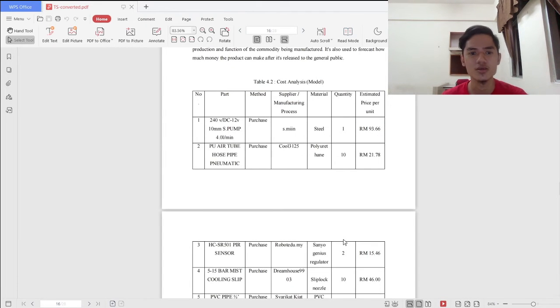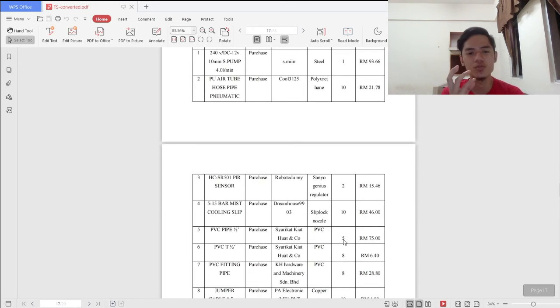The first is a pump. We are purchasing the pump, and the material is steel, the quantity is 1, and the estimated price per unit that we have bought is 93.66 ringgit Malaysia. And then we are buying the pure air tube hose pipe pneumatics. This material is made from polyurethane. The quantity is 10, and the estimated price per unit is 21.78 ringgit Malaysia.